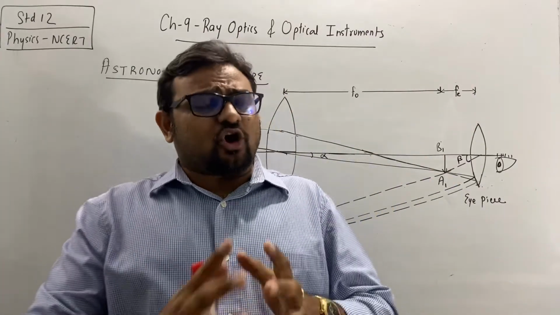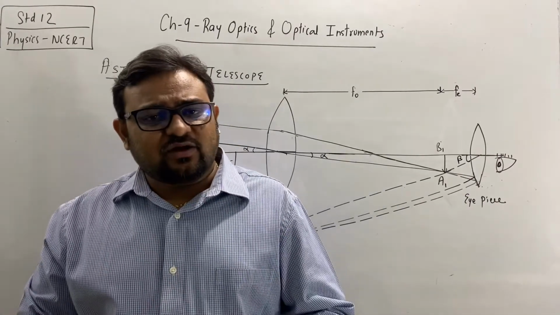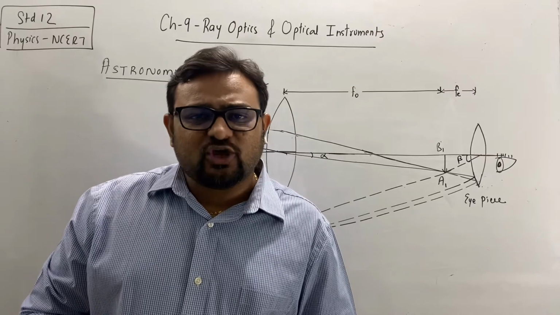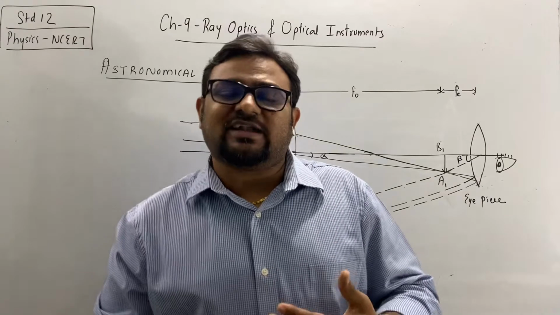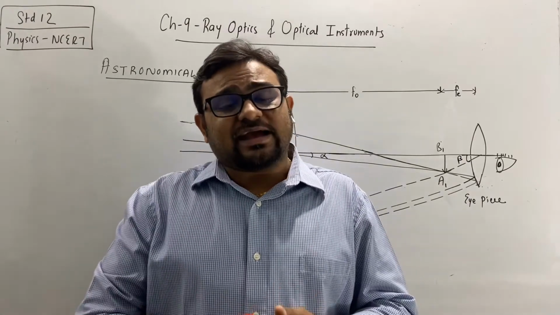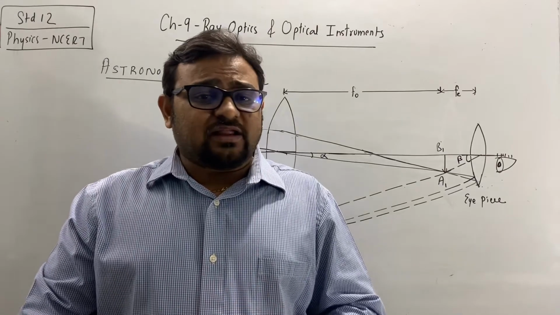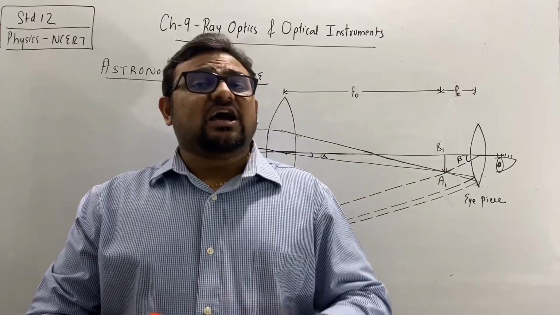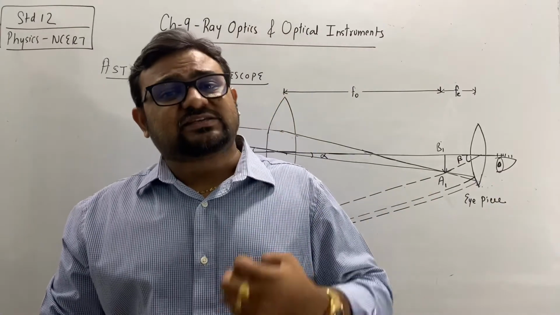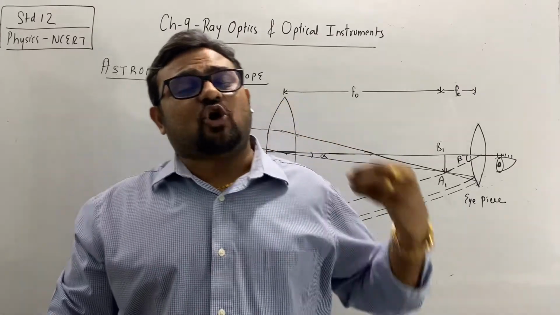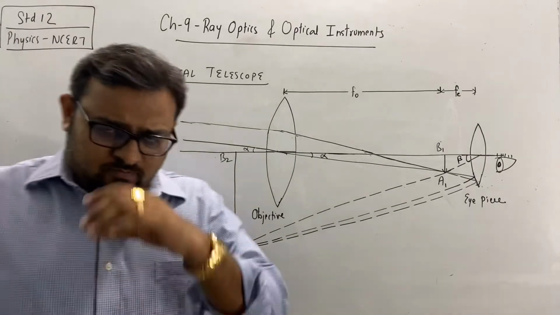Right? When you are observing a star, with the naked eye you will see just a point. But when you observe it using a telescope, you will get a larger view. We are not getting an image size higher than the object size, but the image size is higher than what is observed by the naked eye. So that is the use of a telescope.